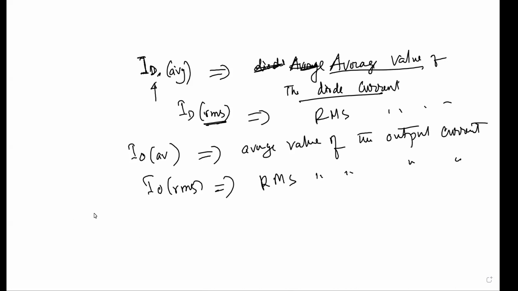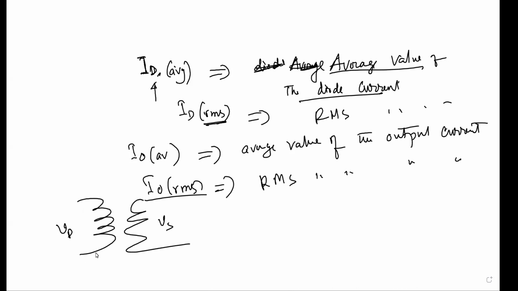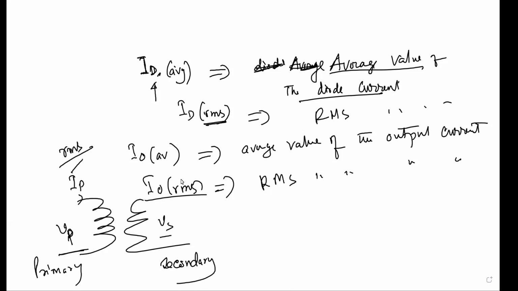And likewise, are you familiar with this figure? Yes, sir. Transformer. Yes, transformer. So this side will be known as the primary side, and this is your secondary side. Usually it is mentioned EP is the primary voltage and ES is the secondary. If the current here is mentioned like this, the primary current, of course that will be RMS. And if it is mentioned as IS, that will be your RMS current. Okay, sir.